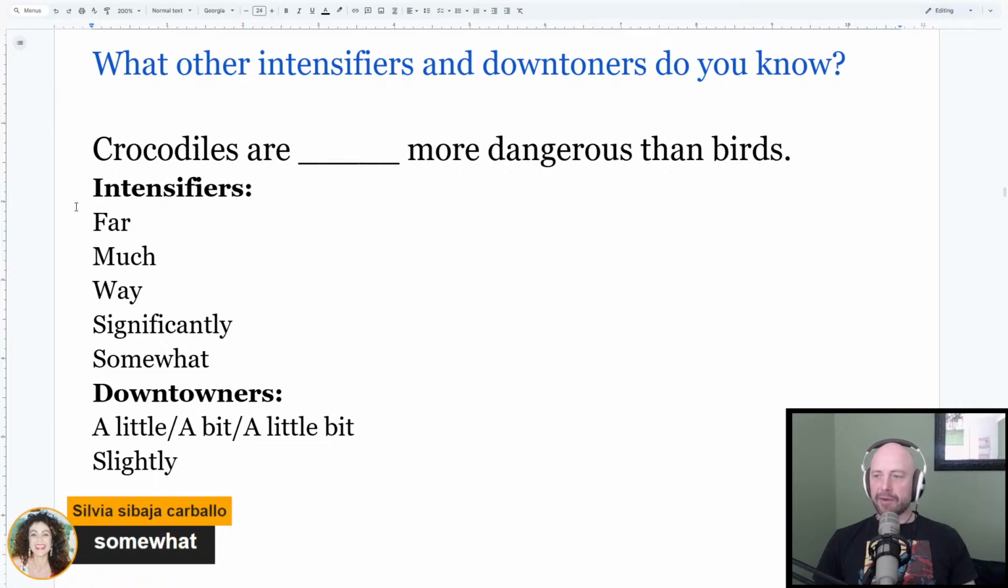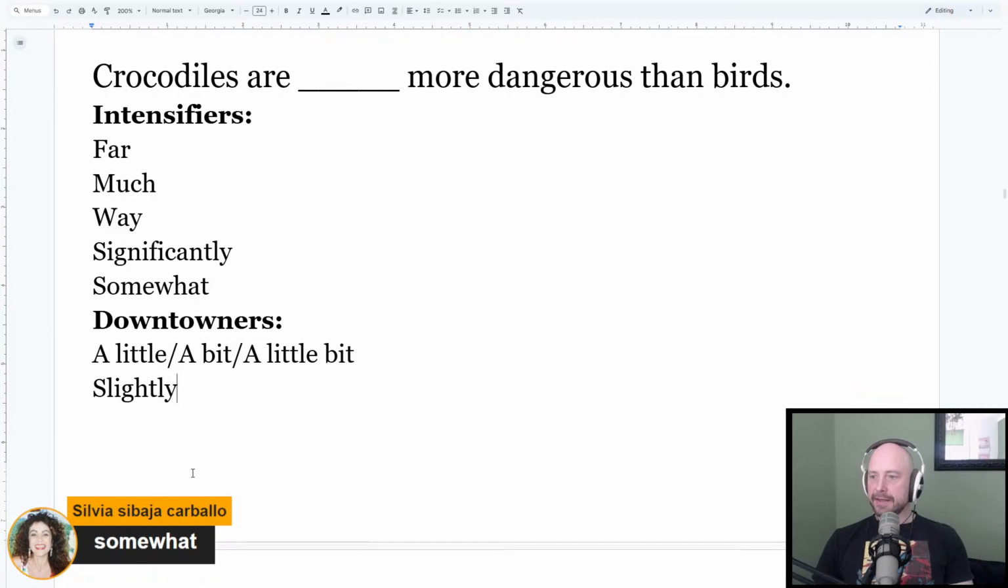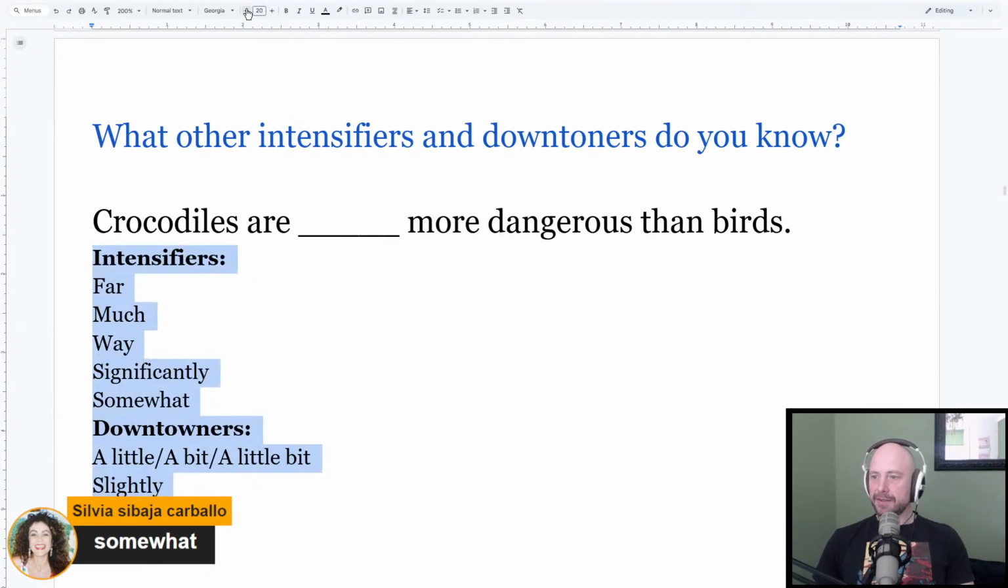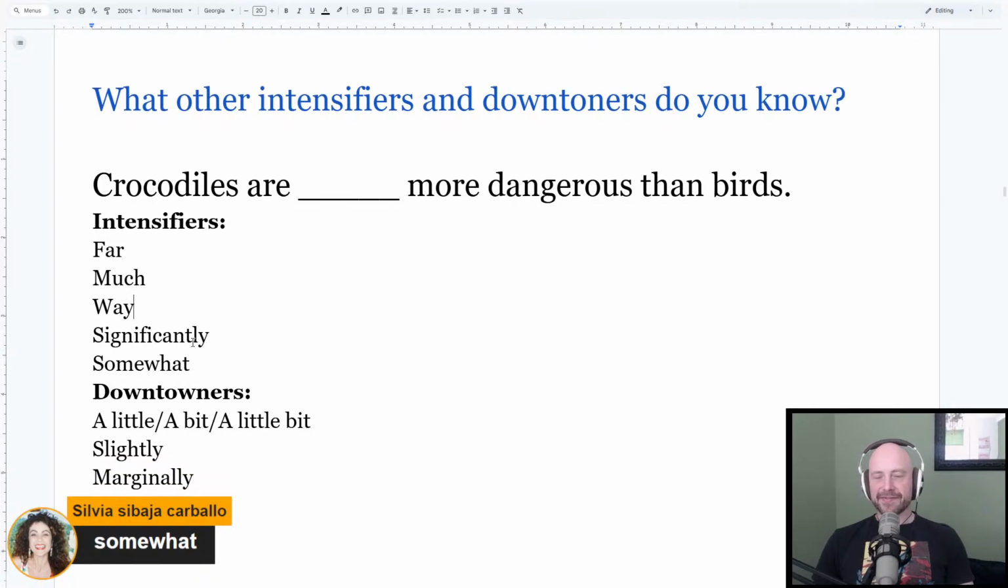Yeah. Okay, great. So we've got quite a nice collection here. Far, much, way, significantly, somewhat, and a little bit, a bit, slightly, and marginally. Marginally is the one that people forget. It's a good one, though. Sounds good. All right.